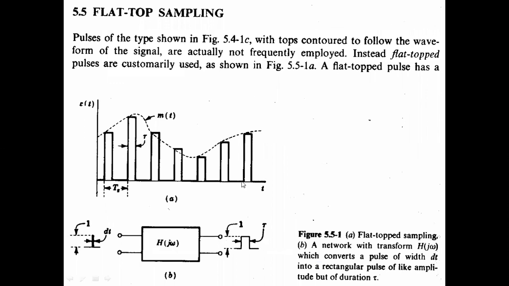Now the next sampling is flat top sampling. In sampling, there are two types: one is natural sampling, another one is flat top sampling. In flat top sampling, the pulses of the samples, as the figure shows, should have the same top. The top of the sample should be flat.